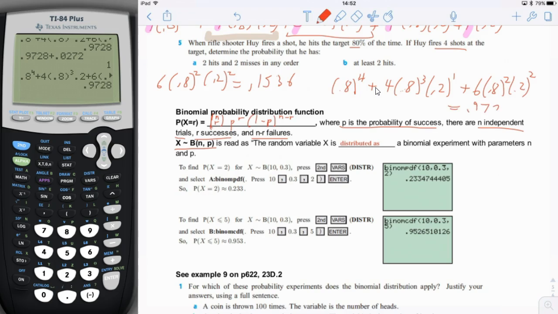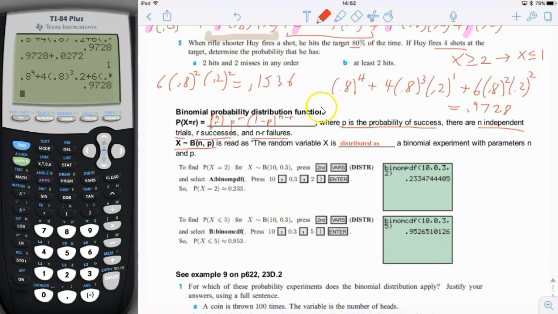0.9728. And then how can we figure that out with the calculator? Well, like I said, the calculator cannot figure out at least 2 hits, but it always figures out the 0 to something. So it can't figure out X is greater than or equal to 2. What it can figure out is X is less than or equal to 1, which is the opposite of that, and then you could take the result and subtract it from 1.